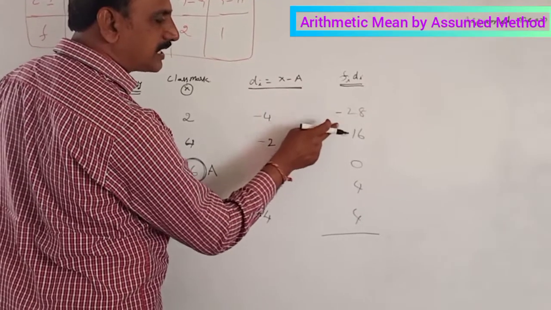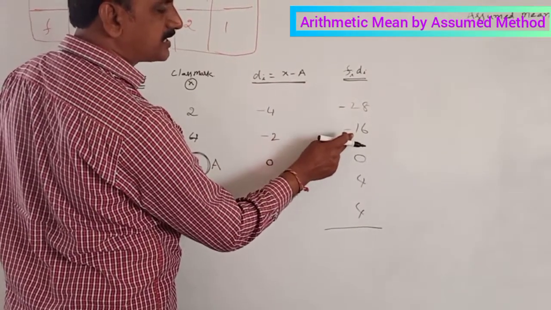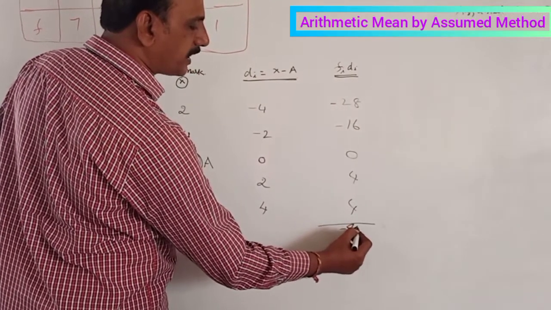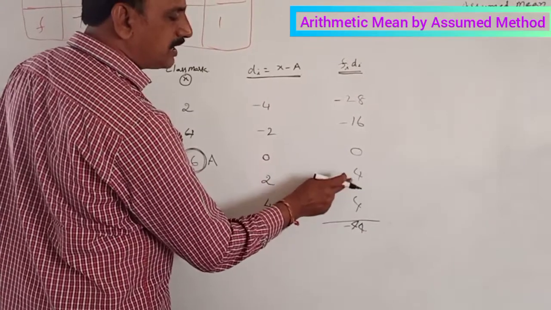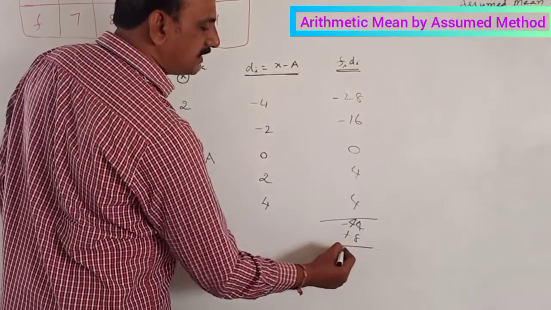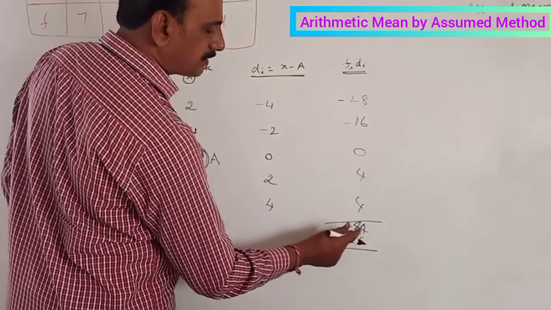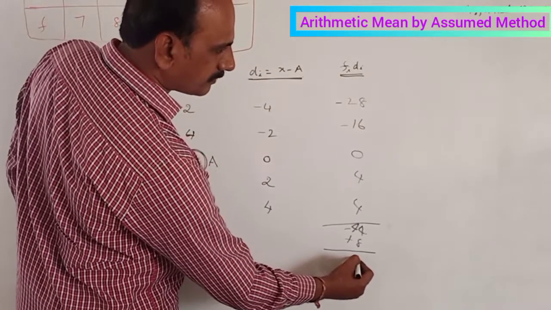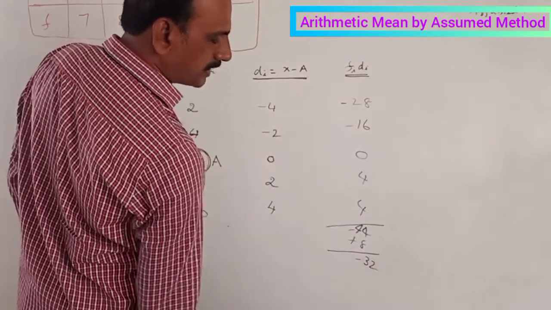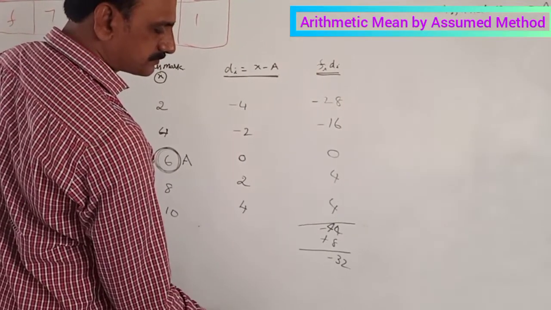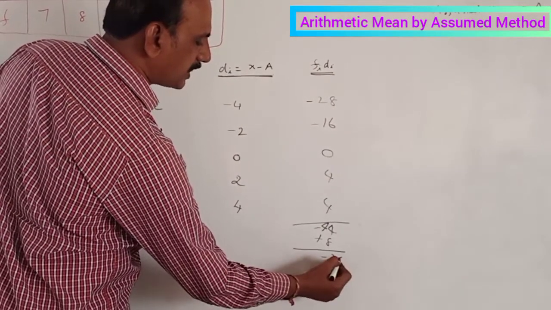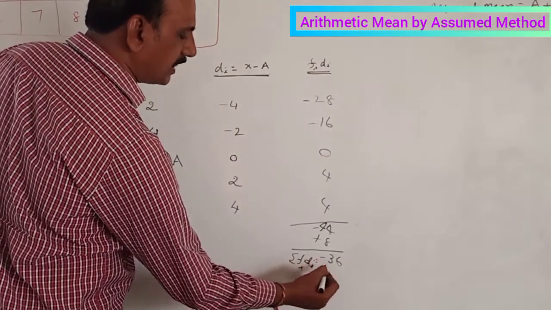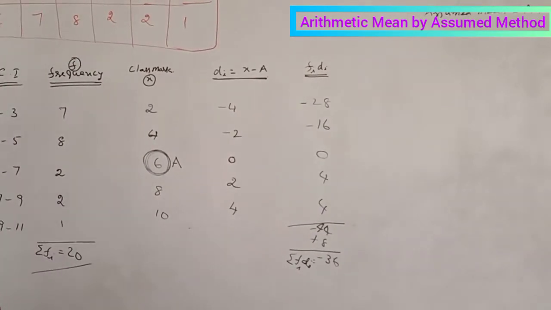In this total column there are some negative values and some positive values. Add the negative values: minus 28 minus 16 is equal to minus 44. Add the positive values: 4 plus 4 equal to plus 8. Then minus 44 plus 8 is equal to minus 32. Oh, sorry, minus 36. This value is sigma fi di. Sigma fi di is equal to minus 36.